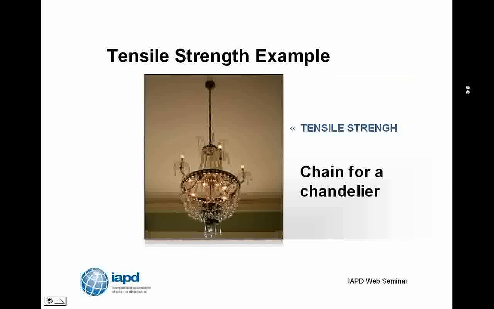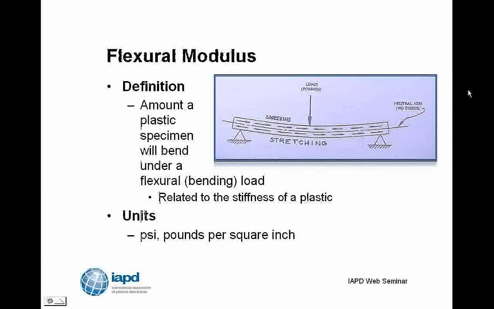I'll move on to the next property, which is flexural modulus, which is the amount a plastic will bend under load. Another way to say flexural modulus is stiffness. I'd like to give you an example from your everyday life.